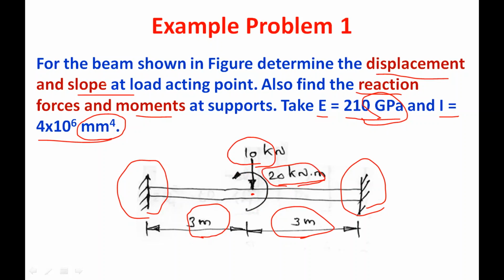So we have to find the displacement and the slope at this load acting point. Actually, when the beam is deflecting, the deflection is going to be like this. Because of the fixed ends, the displacement and the slope both will be 0 at these supports, and here we will get the maximum displacement because the load is acting at the middle. We have to find what will be the displacement and the slope at this point. We will use the finite element method to solve this problem.